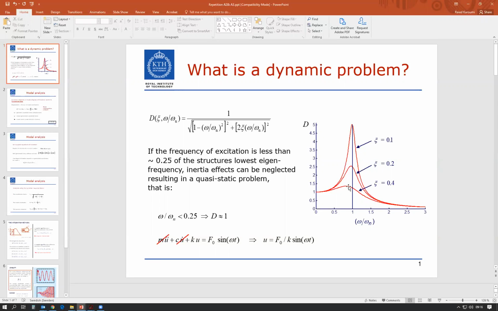And where this happens, it depends on how much damping we have in the system. The more damping, the more the peak will shift to the left. And then we also said that if we are in this region, we don't really have any dynamic problem. So up to 0.25, 0.3 frequency ratio, the dynamic factor is 1, which means that the static and the dynamic displacements are more or less the same. And we have what we call a quasi-static problem. So we don't need to consider the forces coming from the inertia and also from the damping.